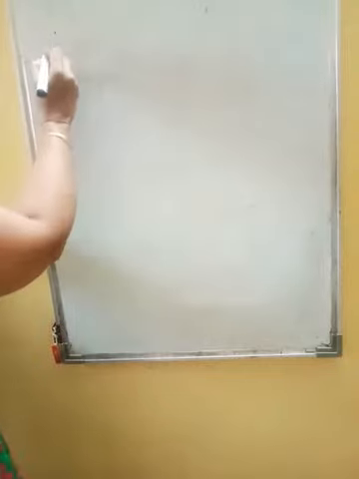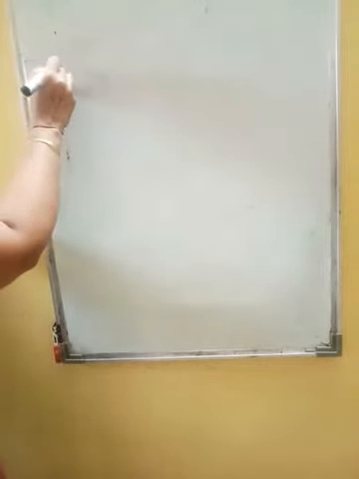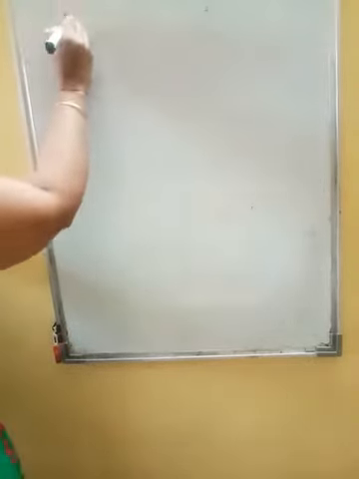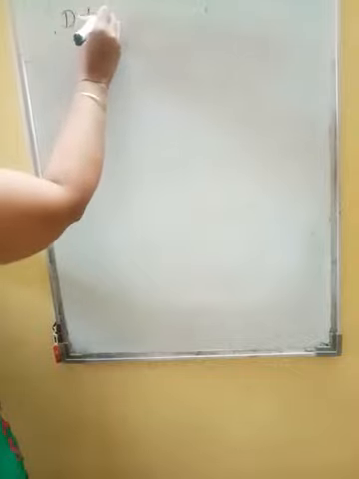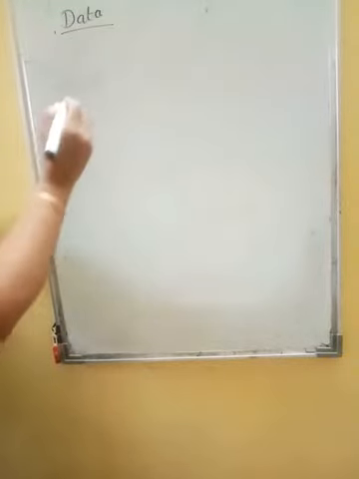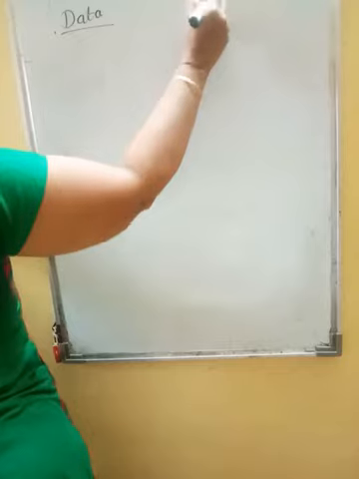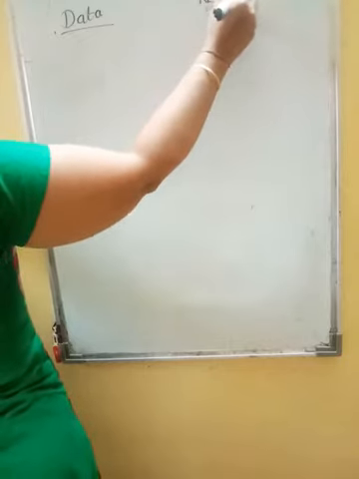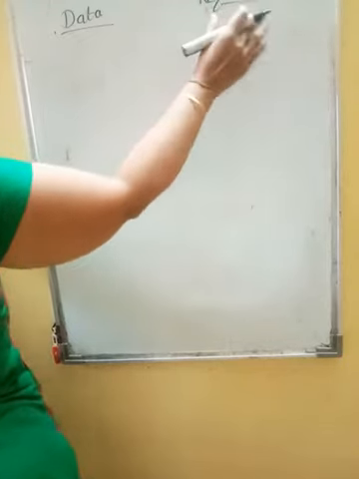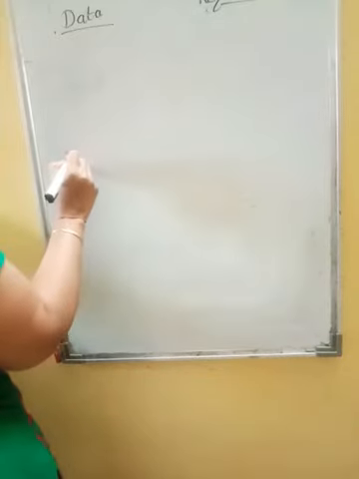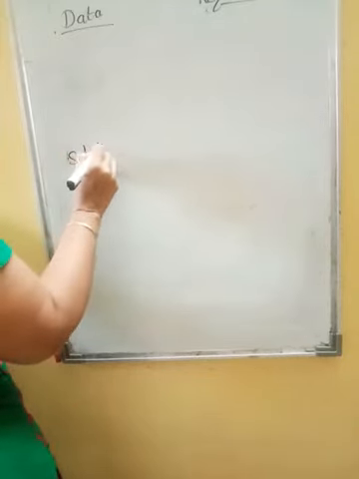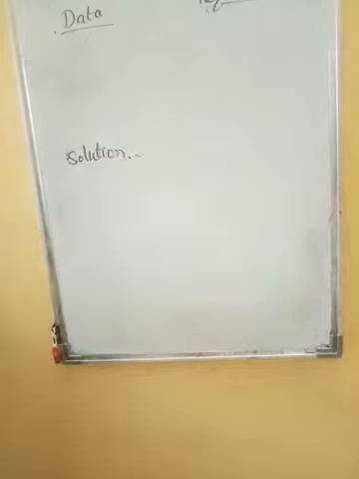Last question, it says to complete the following table. You are not going to have it in front of you as a table. You are going to write it down as a sum. So normally in a sum you have to write down data. In data you are going to write down what is given to you. Then you will have required. In required you are going to write down what you are going to find out. And then we are going to have the solution. So these are the three parts.